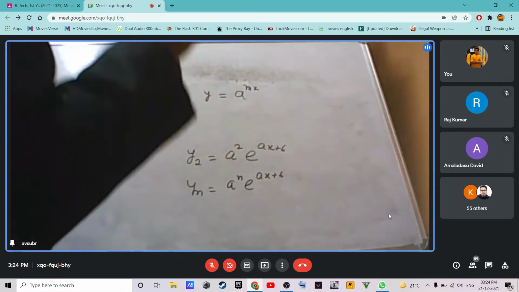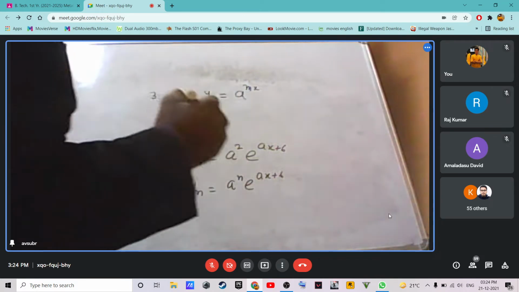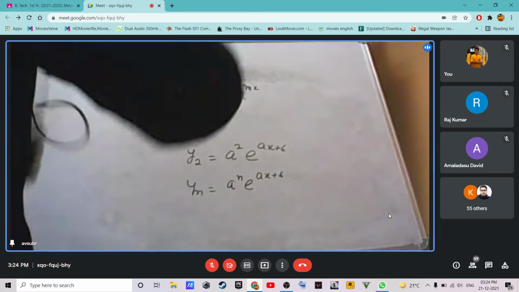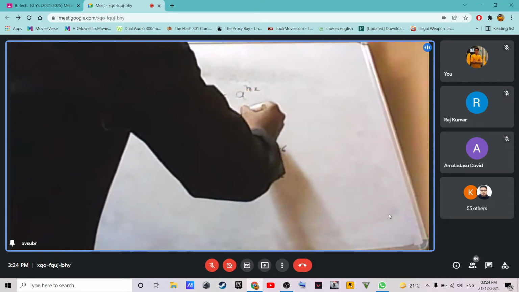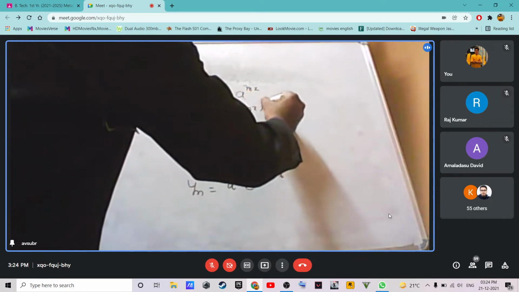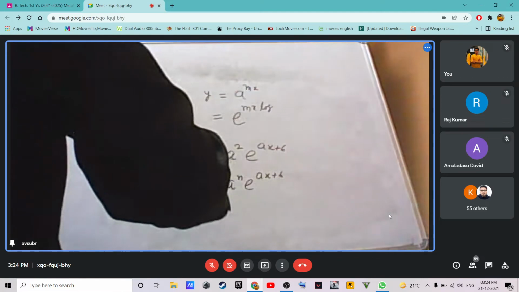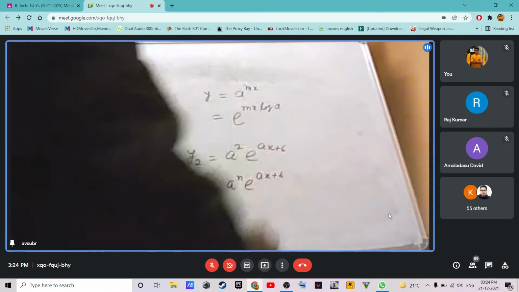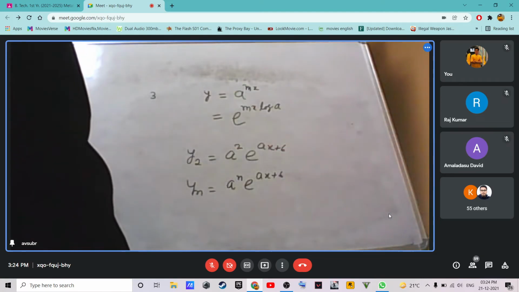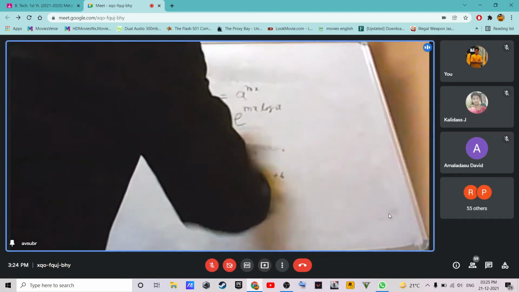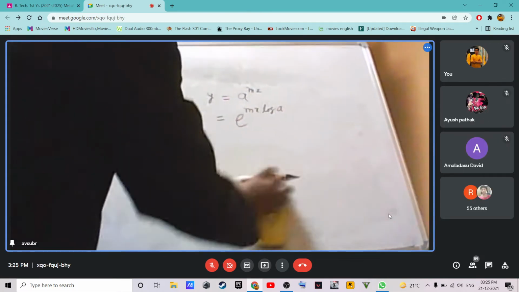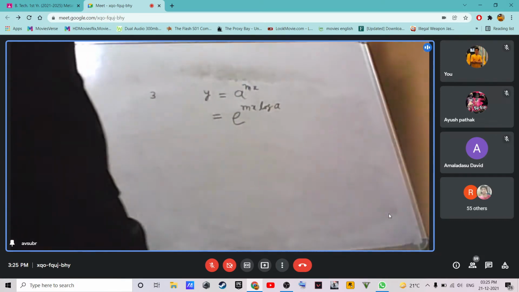So y is equal to a to the power mx. I can write it like this also: e to the power mx log a. Can I write it like this? By the log property, yes, very true. So I can write it like this.